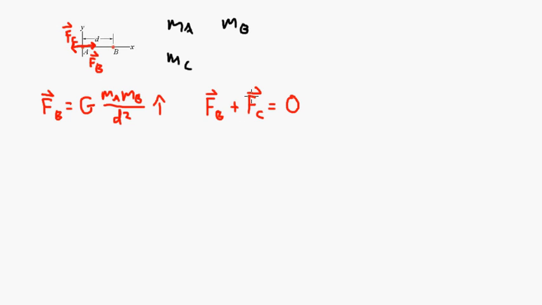And in order for these to add up to 0, it has to have the same magnitude. So it's pretty easy to see that the force from C has to equal negative G Ma Mb over d squared i hat. All right, we're halfway there. Now we have to figure out where C has to be. If C is pulling A to the left, then obviously C has to be over here, right? So let's say C is over there.